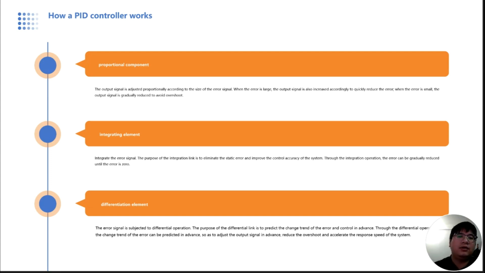The differential component is more like a prophet who can foresee the future. It doesn't look at how big the error is now, but at how fast the error is changing. If the error is rapidly approaching zero, it will step on the brake in advance to prevent the system from going over, seriously reducing overshoot and allowing the system to stabilize faster.